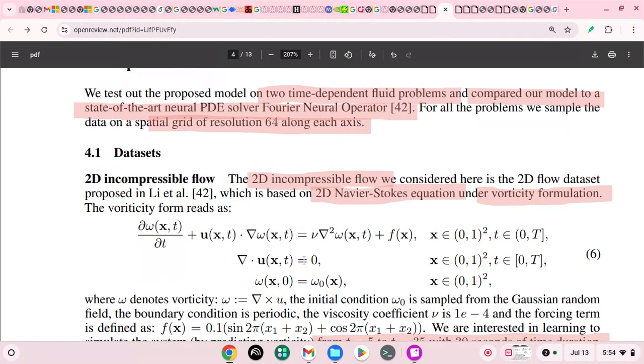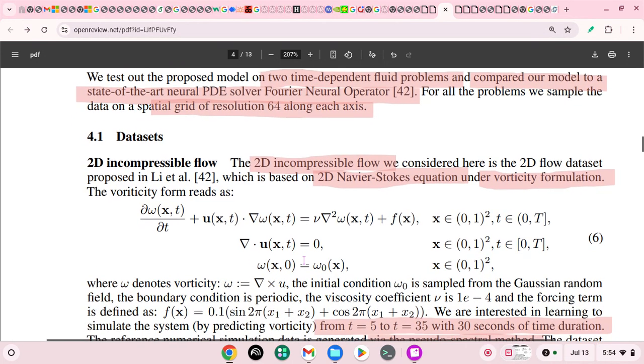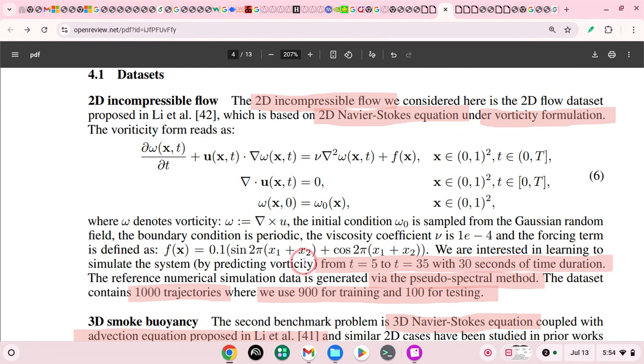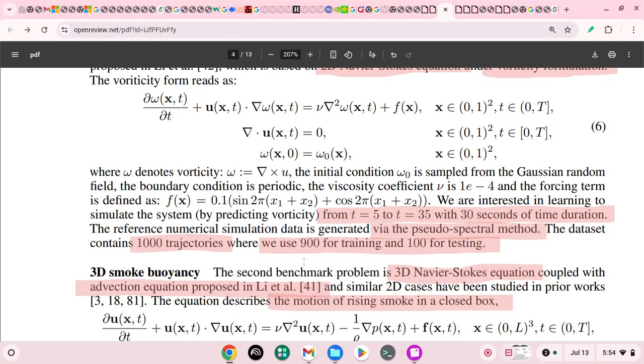And this is a 2D compressible flow based on vorticity equations. The time is evolved from t equal to 5 to t equal to 35, for 30 seconds, and they have to build high-fidelity data. They use a pseudo-spectral model, and they have 1,000 different trajectories that they build based upon the initial conditions and the force functions. Based on that, 900 are used for training and 100 for testing.